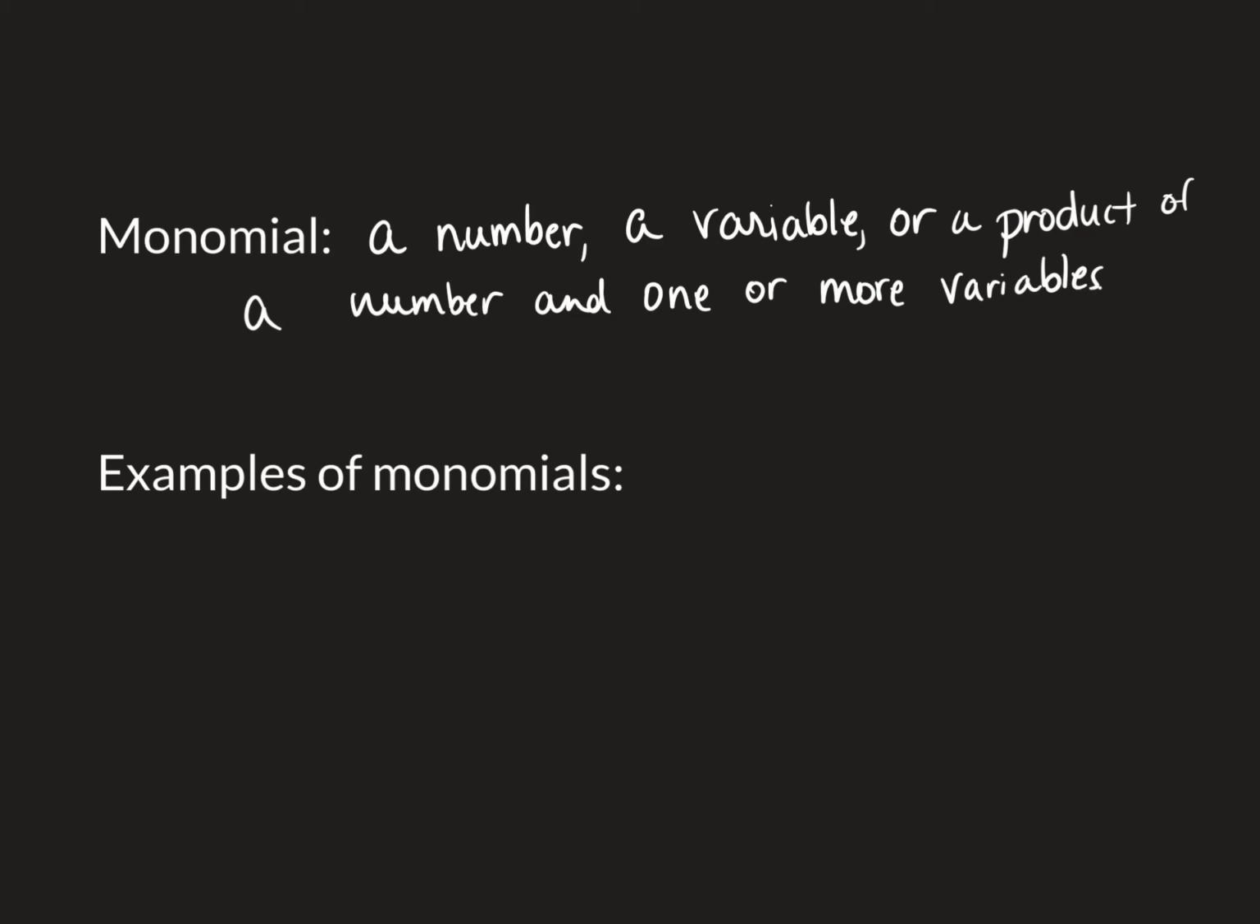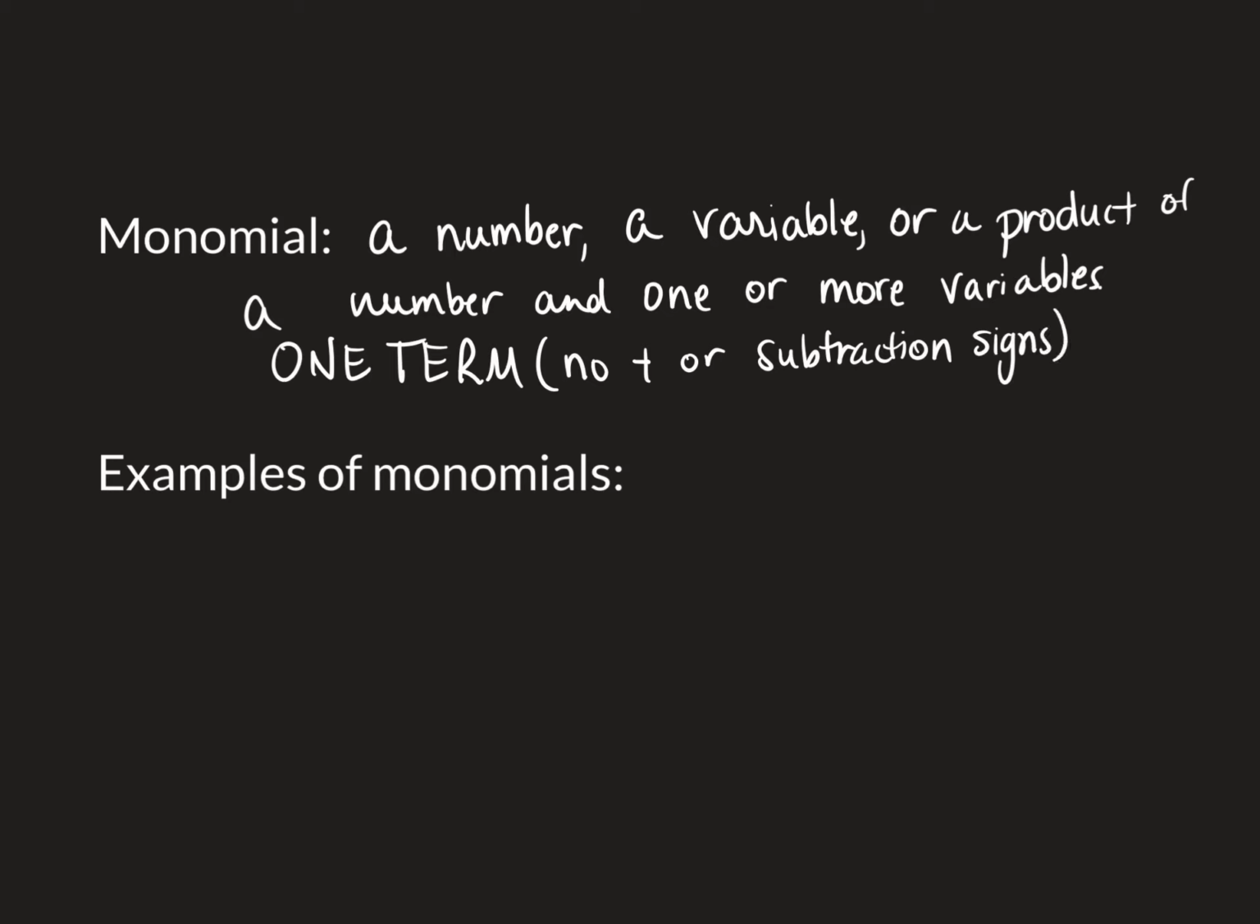It has only one term. Now what that means, there are no addition or subtraction signs. It can be negative, so don't mistake a negative sign for a subtraction sign. There are no addition or subtraction signs. One single term. And a variable cannot be in the denominator for it to be a monomial.